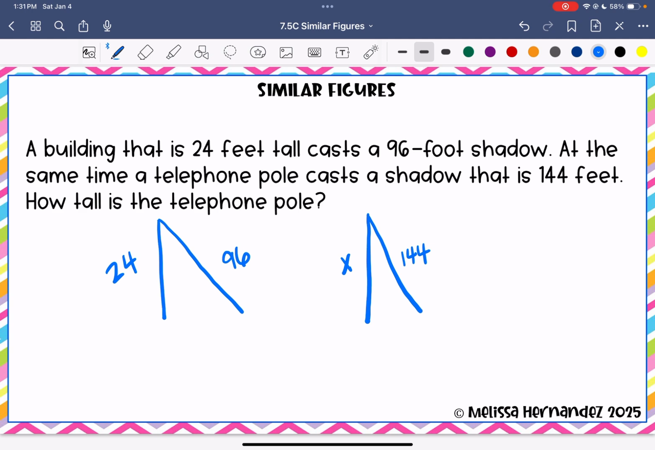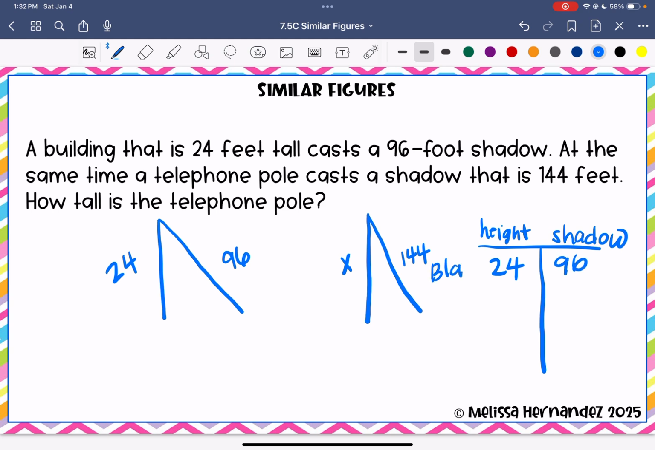So what we're going to do is just set up a table. We're comparing height to shadow, with the height of both and the shadow of both. For the building, the height is 24 and the shadow is 96. And now the telephone pole: we don't know how tall it is, so we'll put X, but we do know its shadow is 144. All right, so I'm going to do a ratio table.